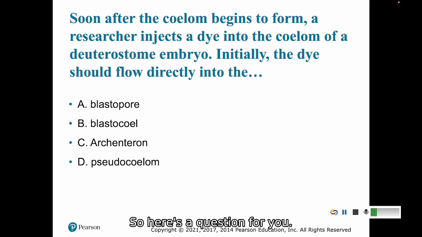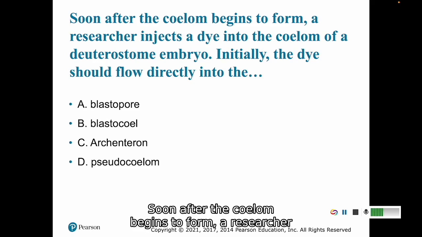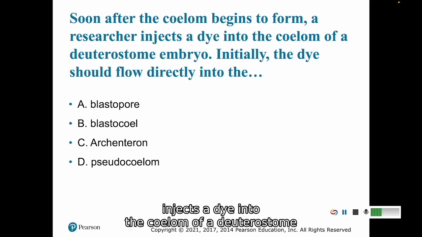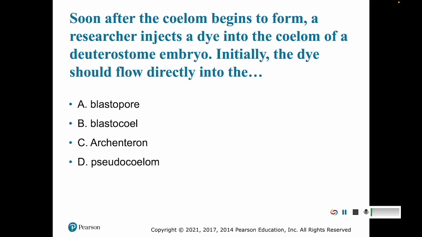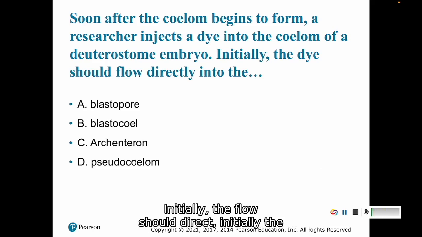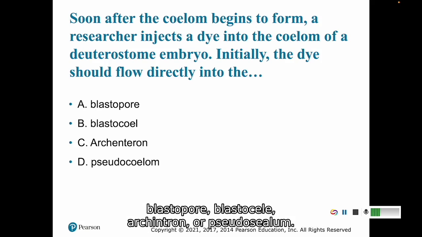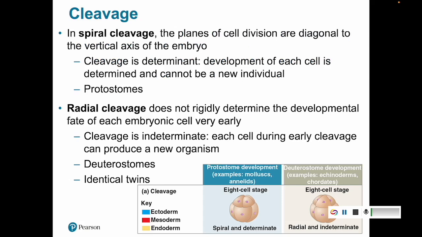So here's a question for you. Soon after the coelom begins to form, a researcher injects a dye into the coelom of a deuterostome embryo. Initially, the dye should flow directly into what? The blastopore, blastocoel, archenteron, or pseudocoelom.